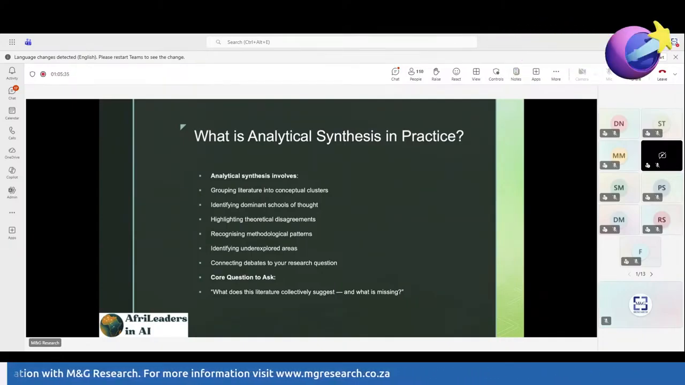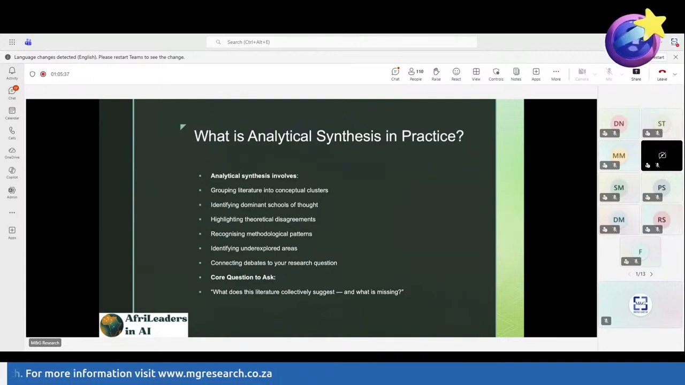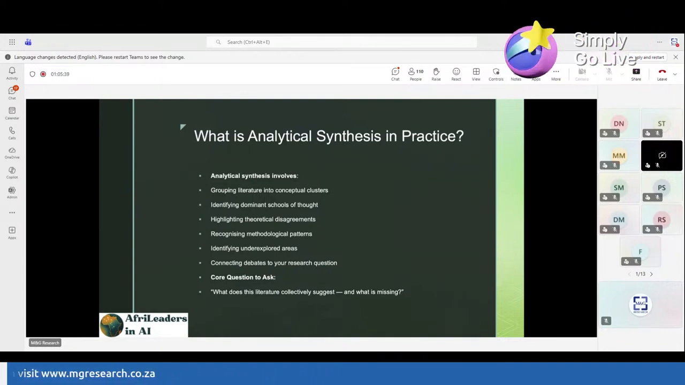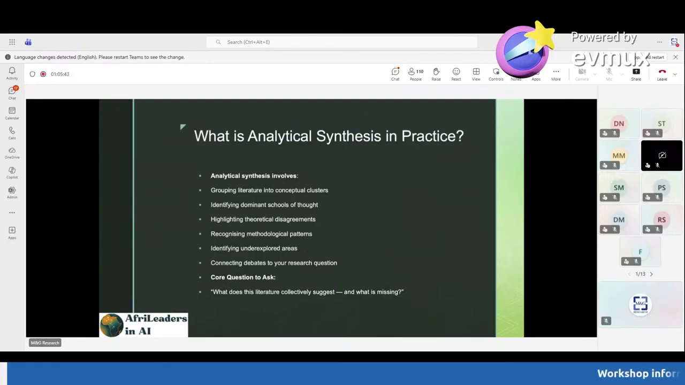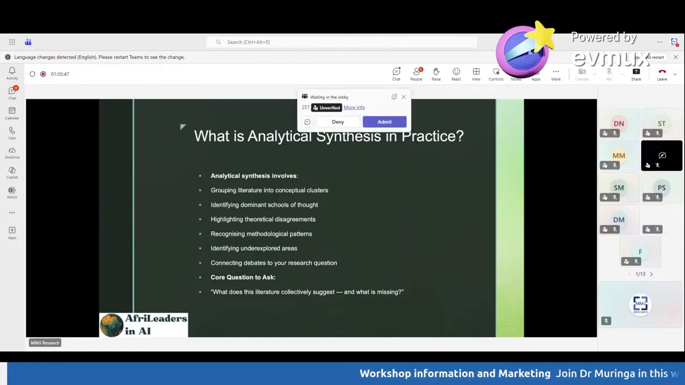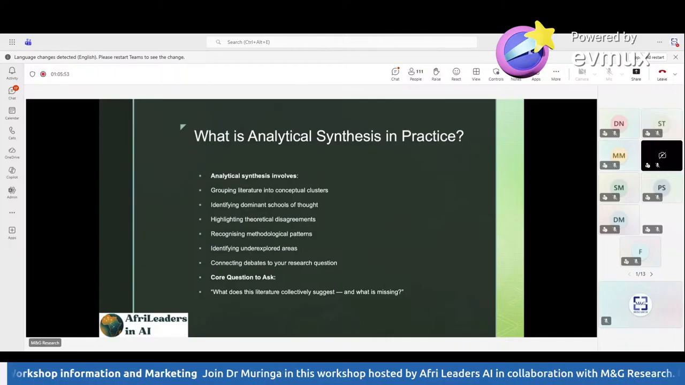We need to connect the debates to your research question. This is very important. What are your research questions? Like I said, the best way to do it is to convert your research questions into key themes and headings, right? So the core question to ask is, what does this literature collectively suggest and what is missing?